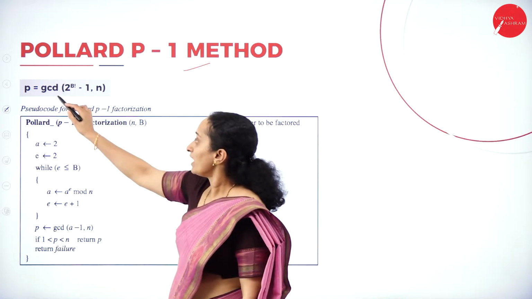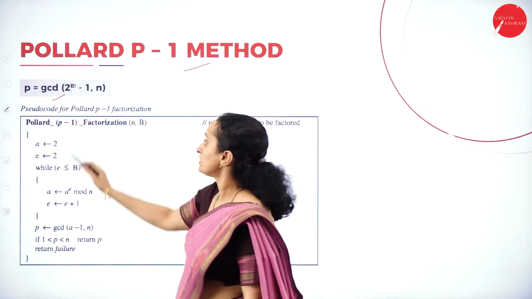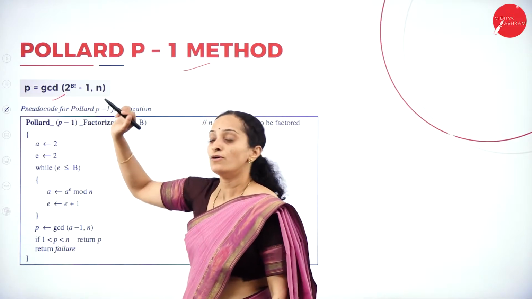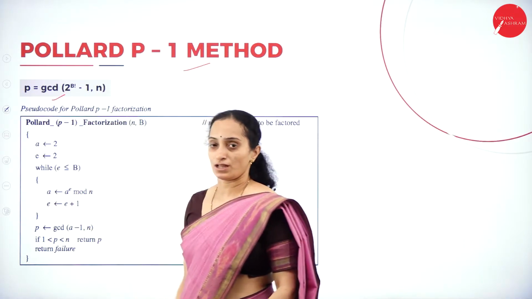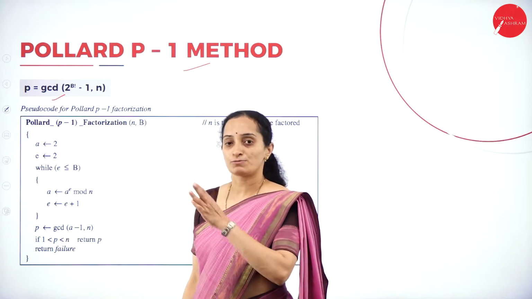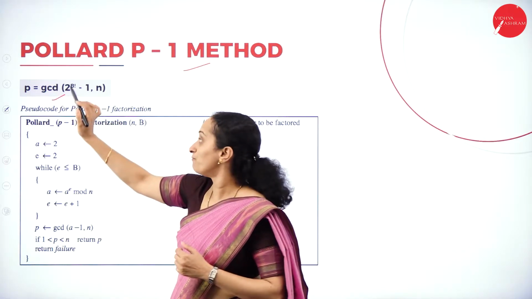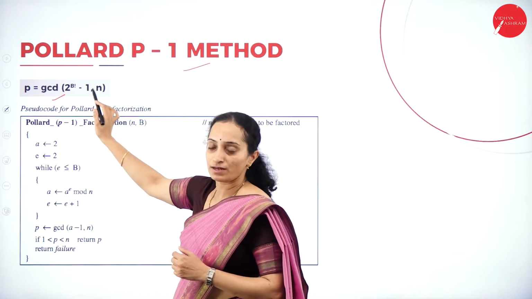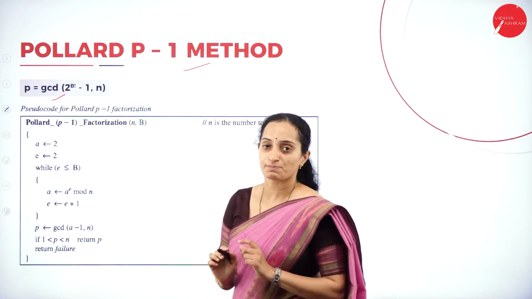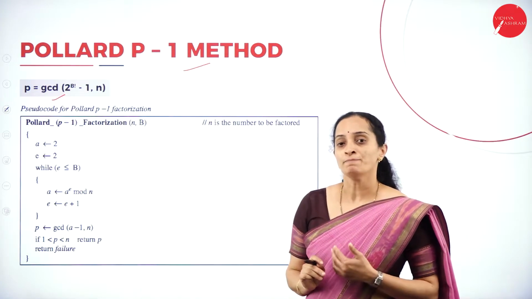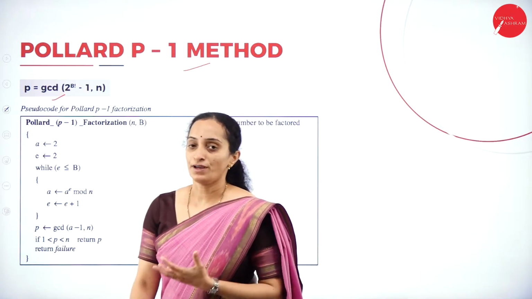So here we have the expression p equals GCD of 2 to the power of b factorial minus 1 comma n. We use b factorial, b into b square like that. You can use this expression also to find the factors of a number.